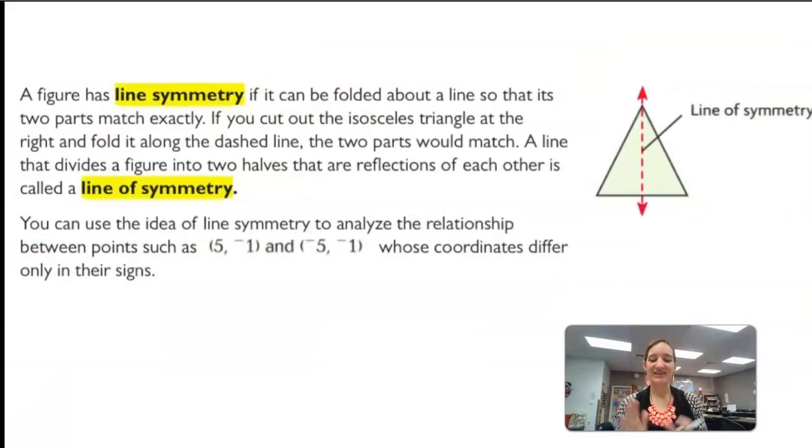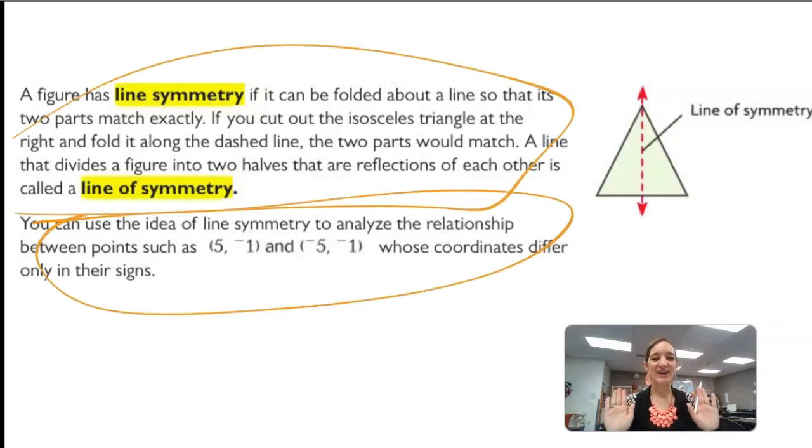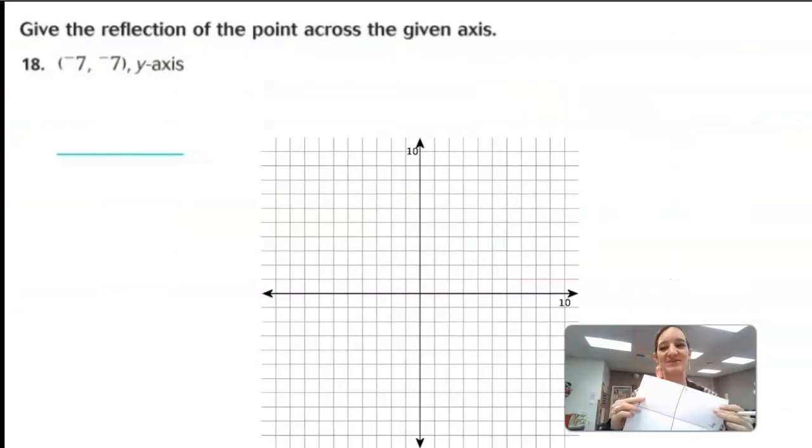So let me talk about, that's called a line of symmetry. This is all math words, but we're talking about line of symmetry today. And the lines of symmetry we're going to use today are the y-axis, or we're going to use the x-axis for a line of symmetry. Let me explain what I'm talking about.